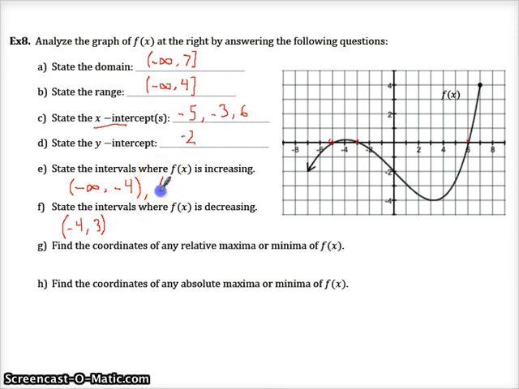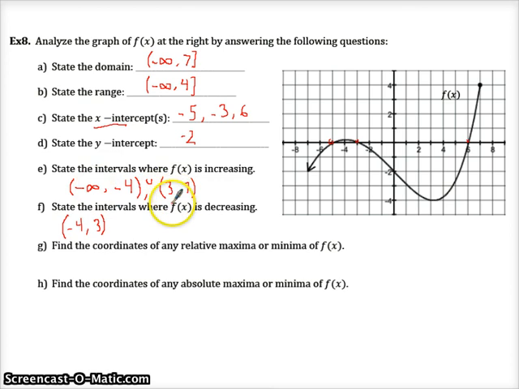The next place where it starts increasing then is at 3. At 3 it starts increasing and increases all the way up to 7. Now notice I'm giving these in terms of x. Oh, and I've also seen instead of a comma here, a union symbol. I would take that either way. If you did a comma, it's because it says intervals.